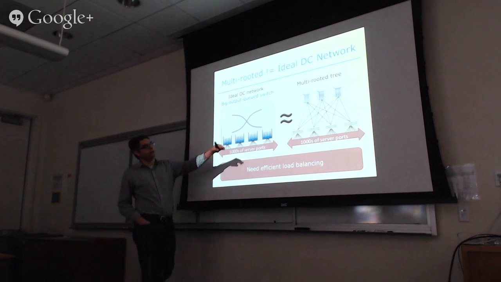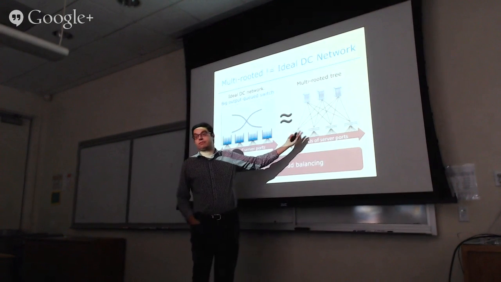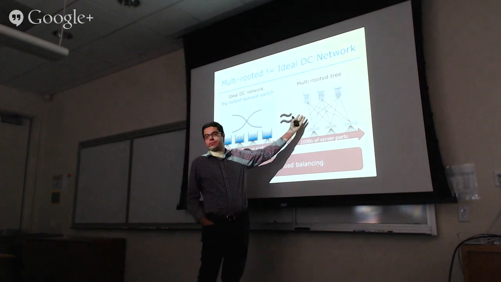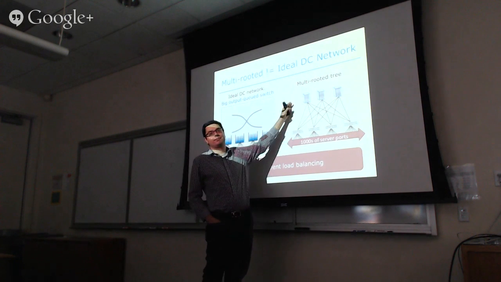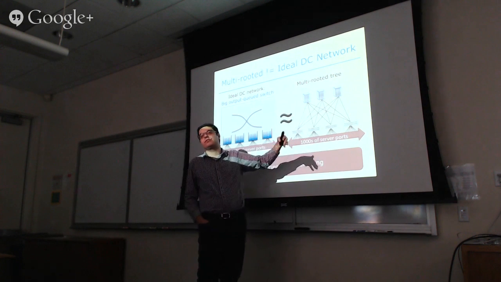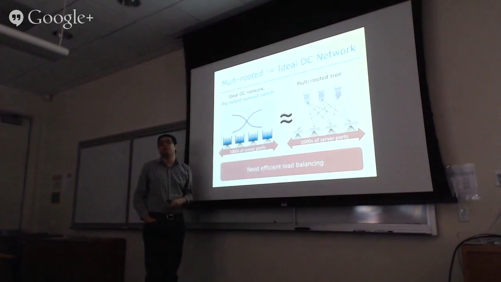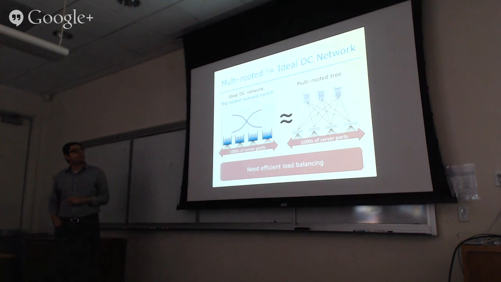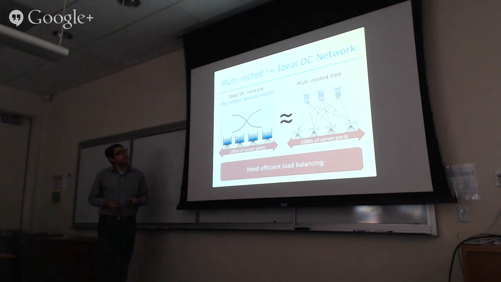So yes, even if you have a full bisection bandwidth network, if when making decisions you happen to put more traffic on some links than others, you're not going to be able to actually use your bisection bandwidth. So how is this load balancing done today?